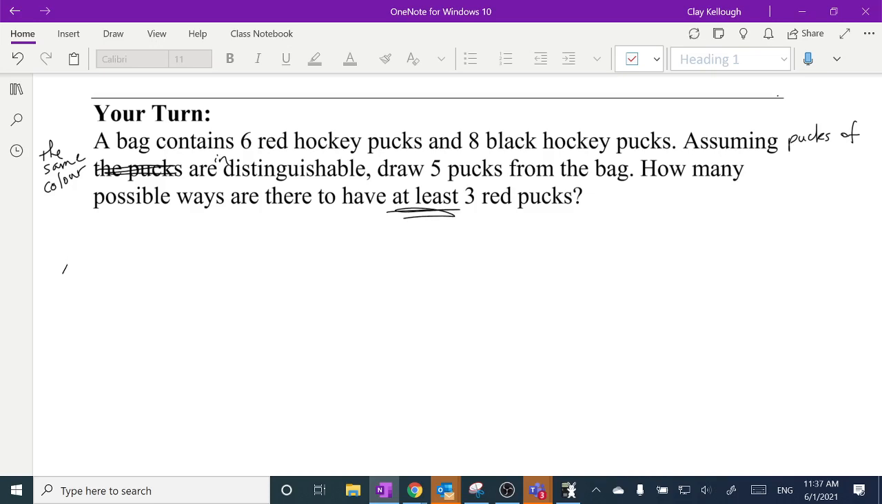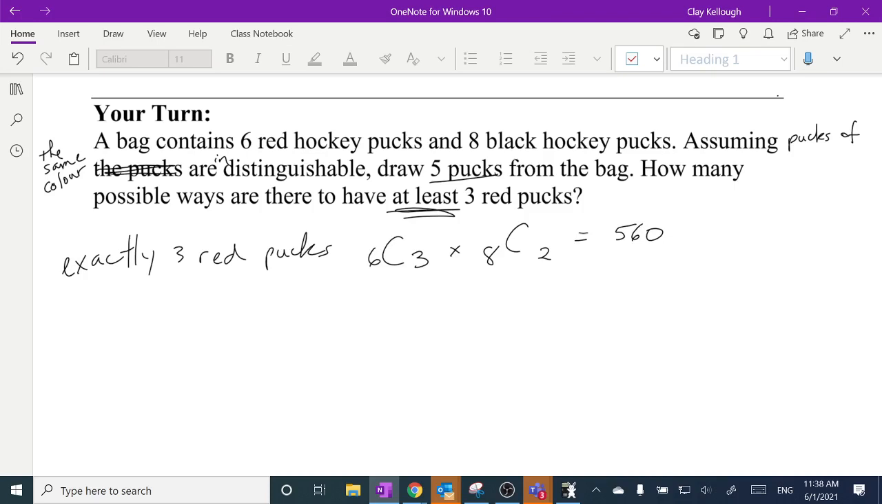So case 1 is where I have exactly 3 pucks that are red. So I have 6 to choose from, and I'm picking 3 reds, but I'm picking 5 pucks. So that means I have to choose 2 more pucks out of the 8 blacks. And then I'd run that through a calculator and get 560.